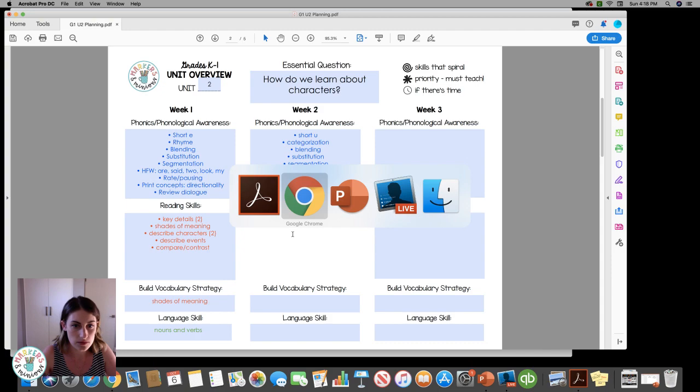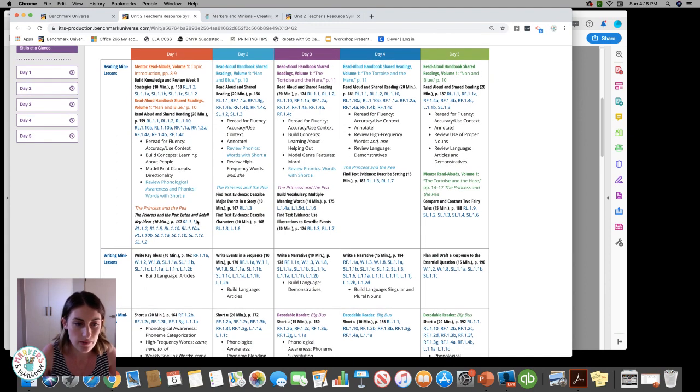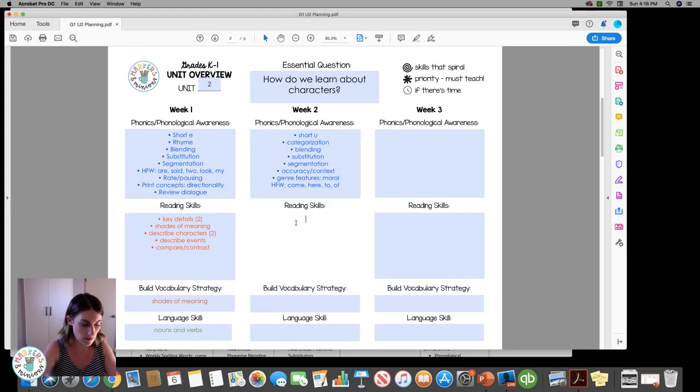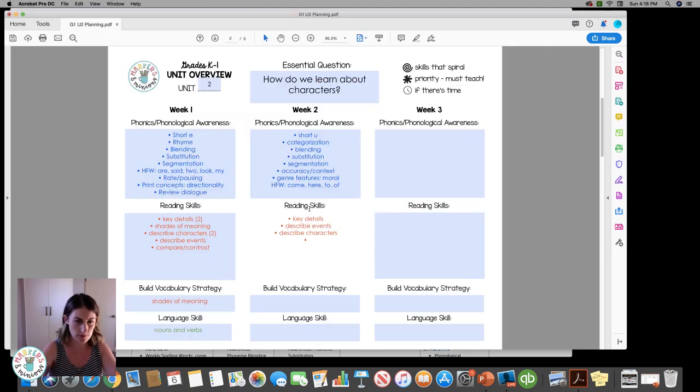Now my reading skills. So I've got the princess and the pea all week. So I've got key details, describe events, describe characters. So lots of review already, right? And then we've got multiple meaning words. That's our vocabulary lesson. And illustrations. So using illustrations.